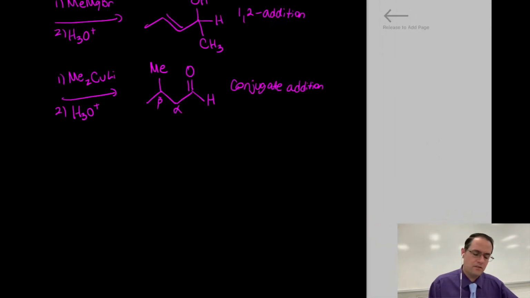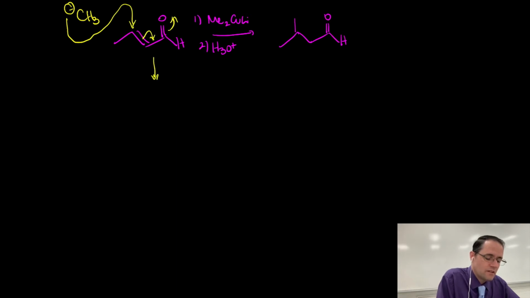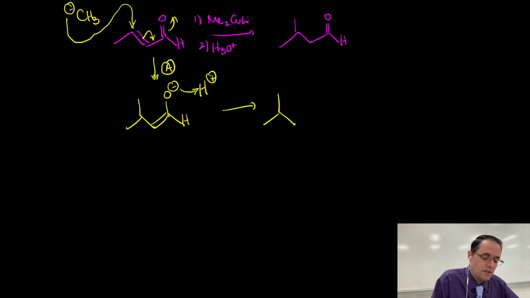Okay, so let me take you through the mechanism of how this is occurring. So here we go, we have our aldehyde, and we're treating this with the Gilman reagent to form this aldehyde with an additional methyl group at the beta carbon. So in our first step, we're going to have the CH3 anion attack the beta carbon, A for attack here, and that's going to position the methyl group right there. We add H3O plus to this, and this can make the enol, for example.